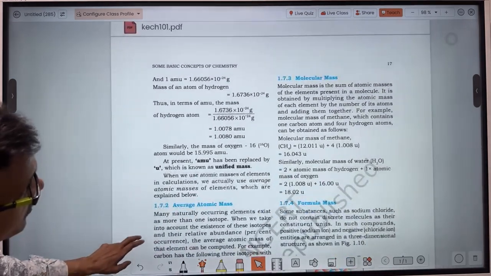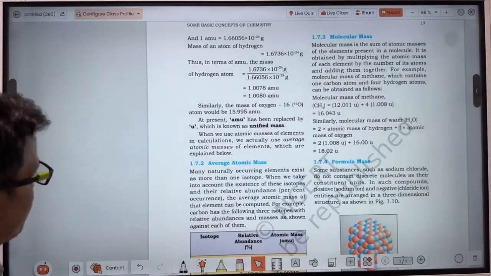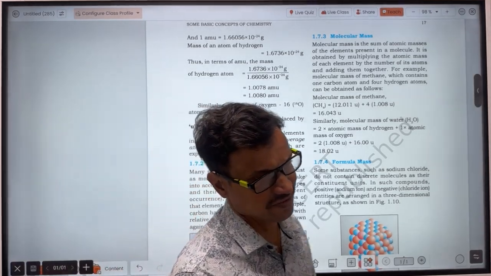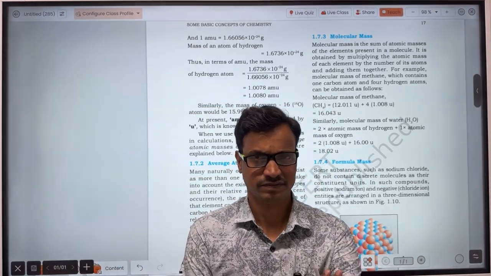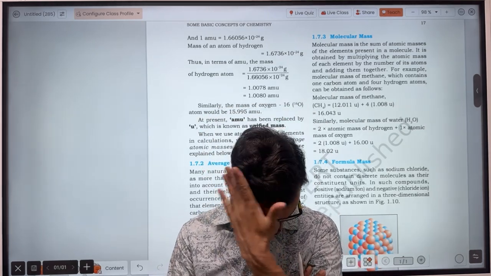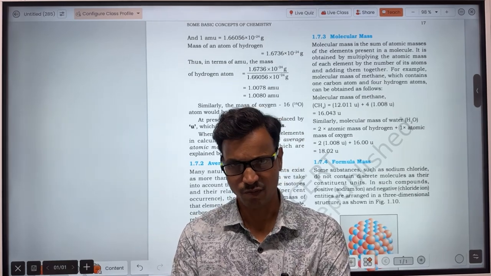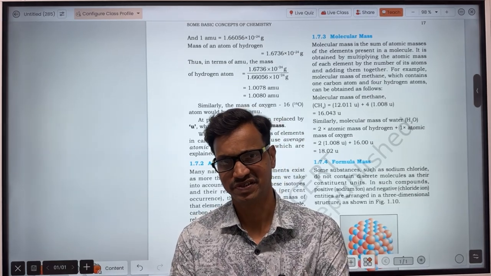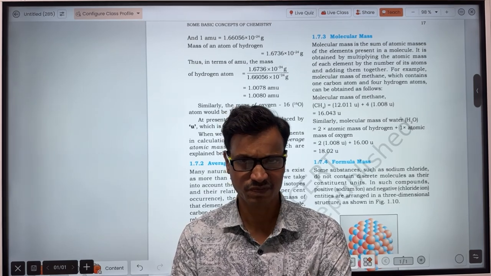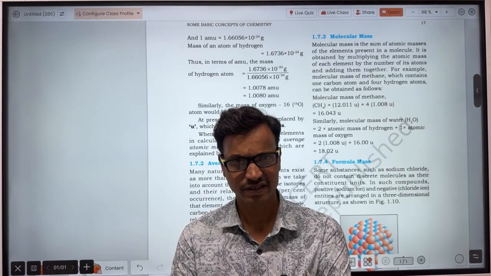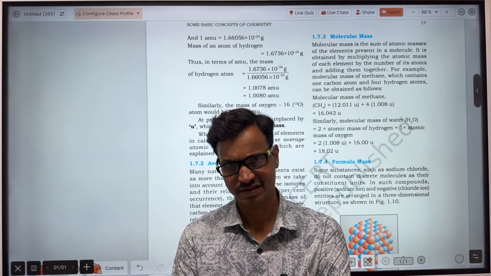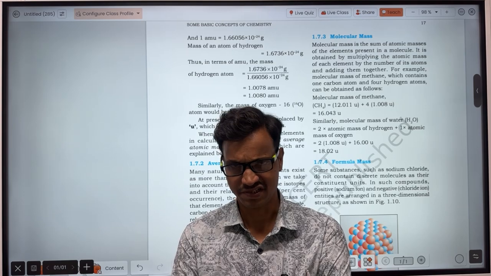Now molecular mass. Molecular mass means the mass of molecules when the number of moles of the molecules is 1 mole. That means when the number of molecules is 6.023 into 10 raised to power 23, then what will be their mass? That will be called their molecular mass.